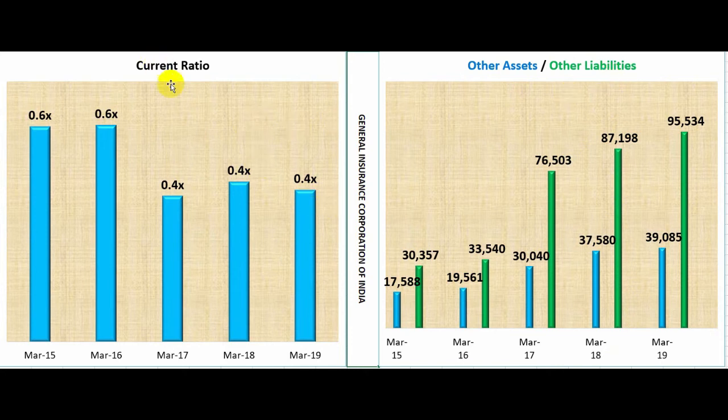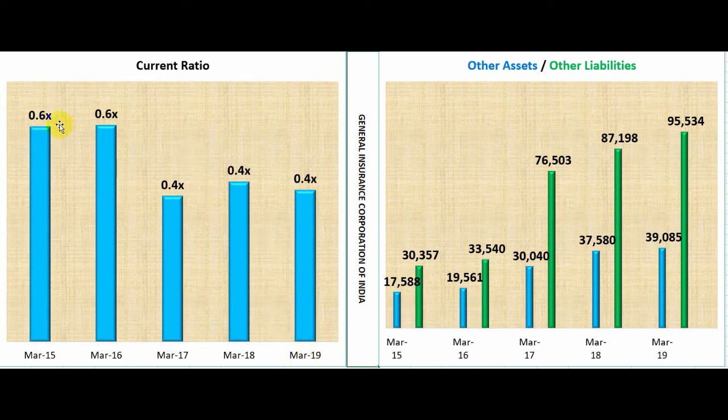But here we see that most of the time since March 15, its liabilities were always more than the assets it owned. From March 15 onwards, the ratio was always at 0.6 times. In March 15, the other assets of the company were at 17,588 crores, against which its liability payment was 30,357 crores. The other assets also include long-term as well as short-term items. So in this particular case, we should be careful that we are looking at the current assets and not all assets of the company or all liabilities of the company.